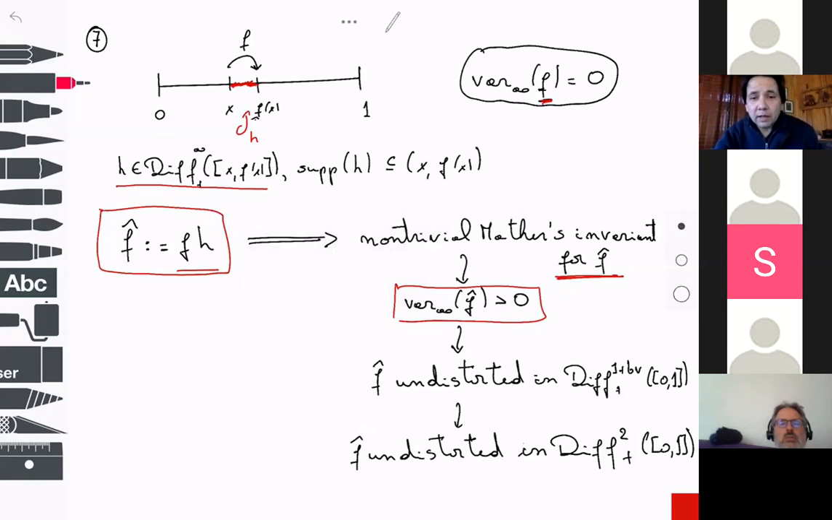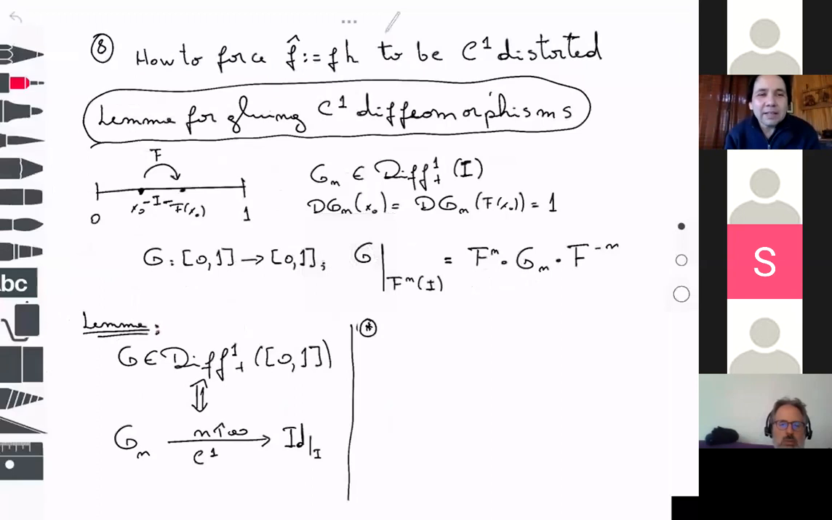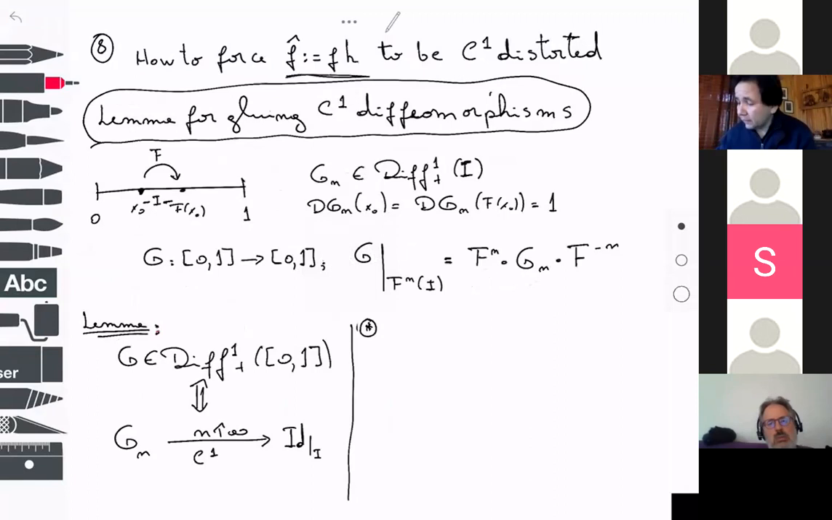I think I am going too fast, maybe, because this is my last slide. So now the last step is to perform this construction to get this F hat, and to force it in some way to prove that it's C1 distorted, which means that I have to play a lot with the maps defined on pieces of the interval, actually infinitely many pieces, and try to make the powers of F hat appear by playing with these diffeomorphisms.